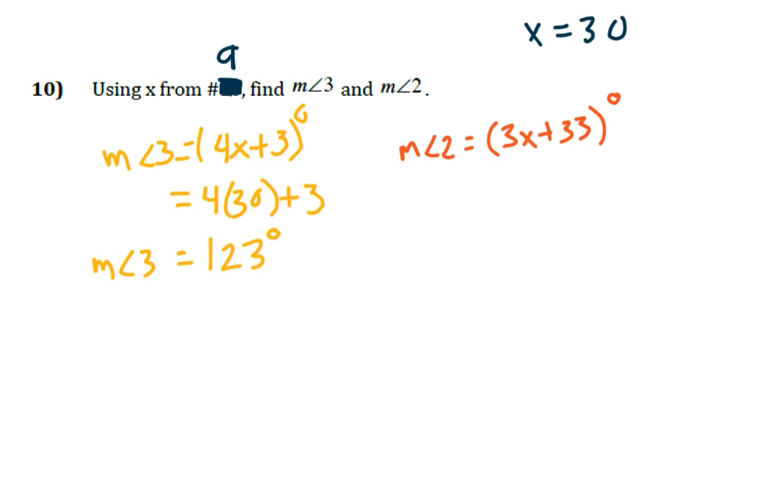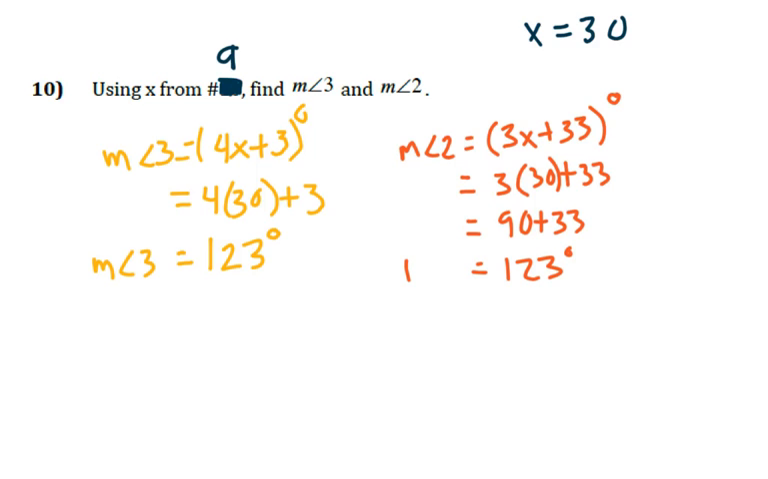Now, substituting that 30 in for x for the measure of angle 2, we get 3 times 30 plus 33. And so we get 90 plus 33, which is 123 degrees. Which is good because they should be the exact same measurement, since we said that they were vertical angles and equal to each other.